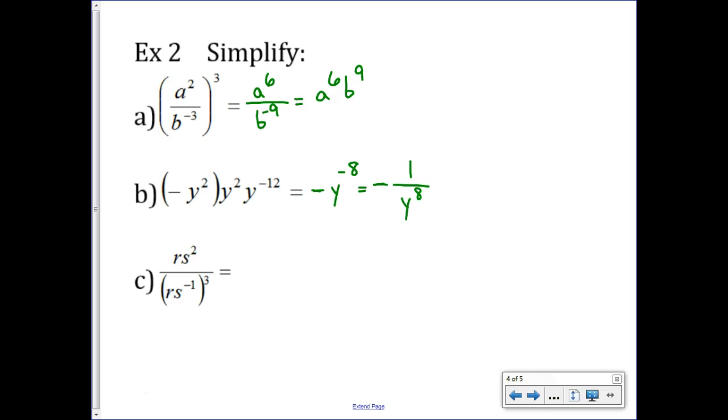All right, and then on part C, be careful because that squared is only going to the s. It's not going to the r. So I'm going to leave the numerator alone for the moment.